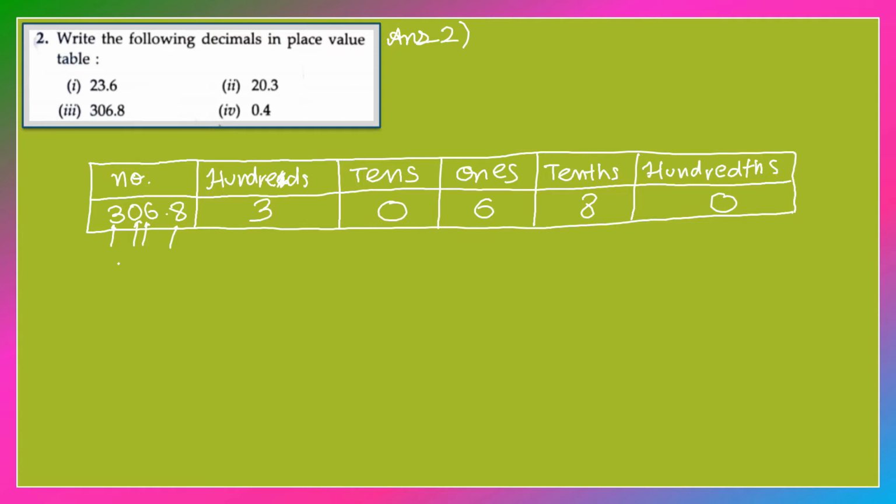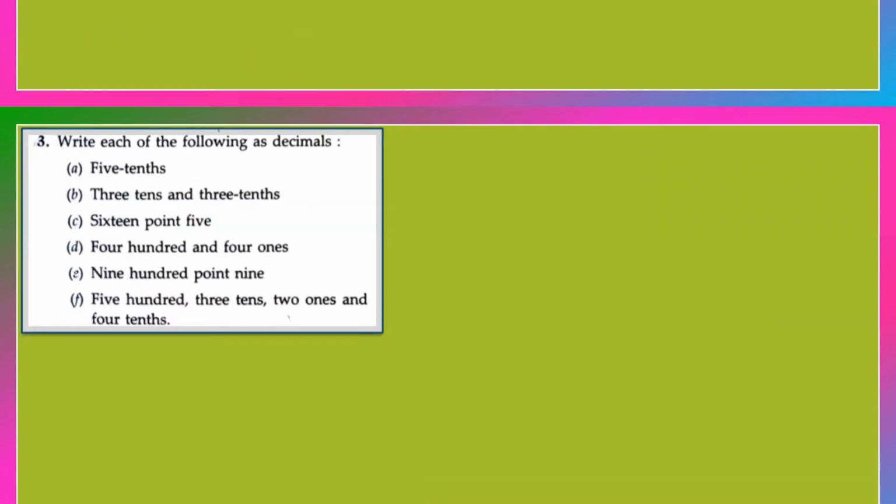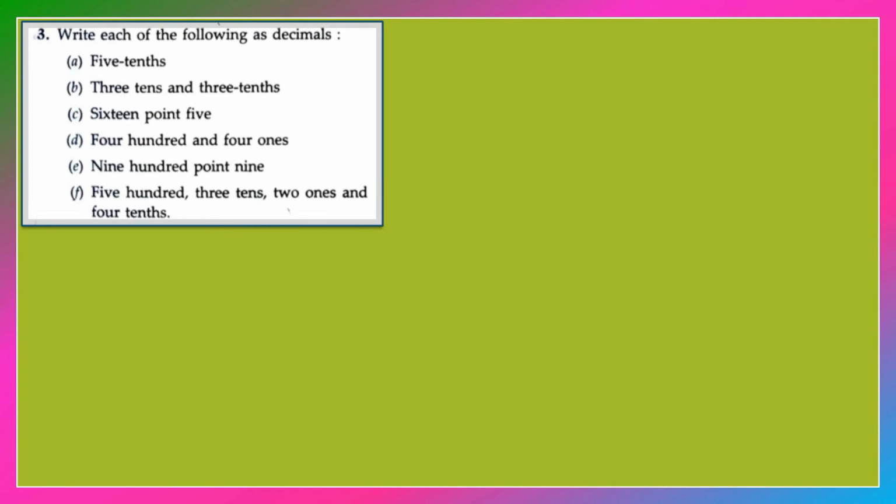For the numbers that are 23.6, 20.3 and 0.4, they are small numbers, so I know you can do this part also very easily. Now let's move to the next part of this question. Next question. Question number 3. Write the following as decimals. So we have pretty easy. Answer 3.